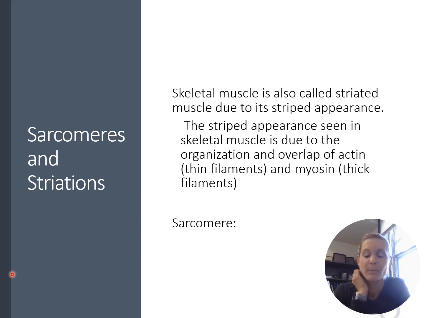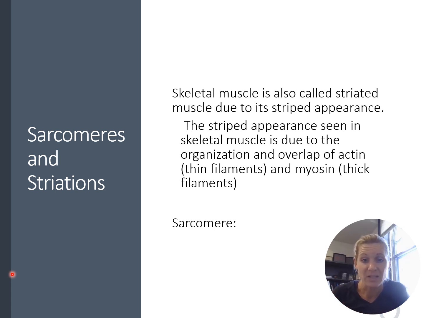So a little bit more about the sarcomeres and what's up with them. Skeletal muscle is also called striated muscle because it's striped in nature. And the striped appearance that we can see, and I've got an image that looks at a skeletal muscle under the microscope so you can see the relationship, is basically these light and dark stripes.